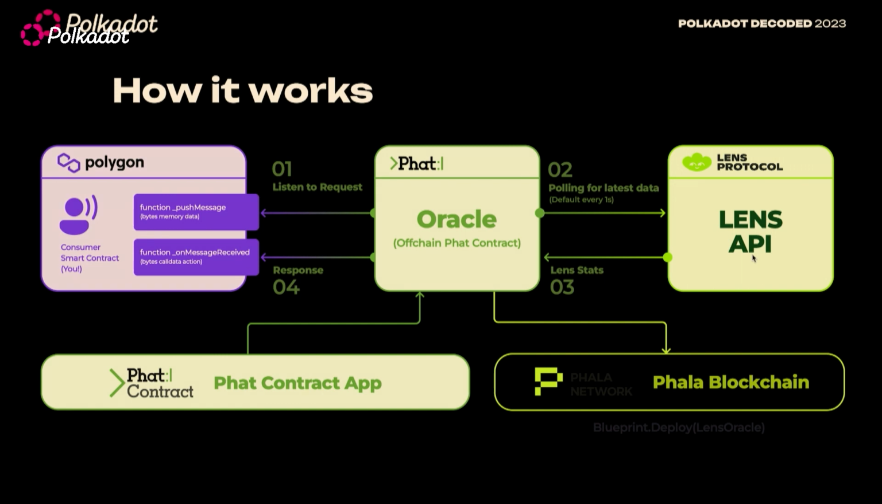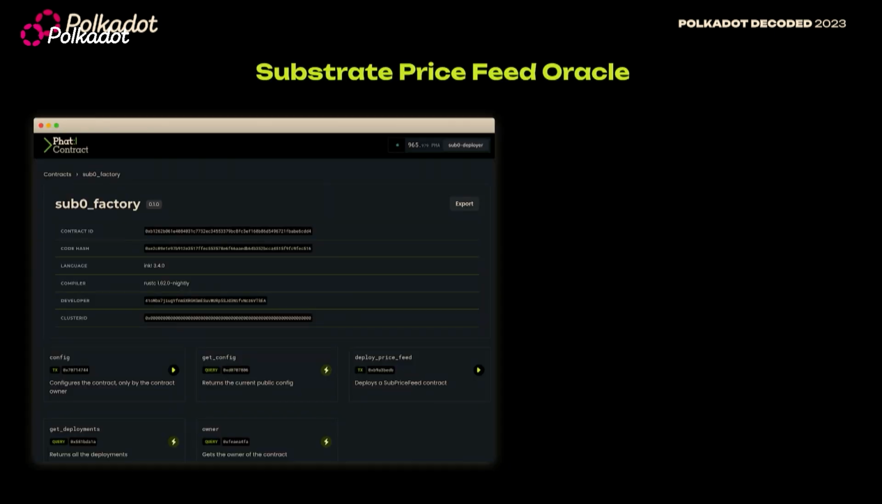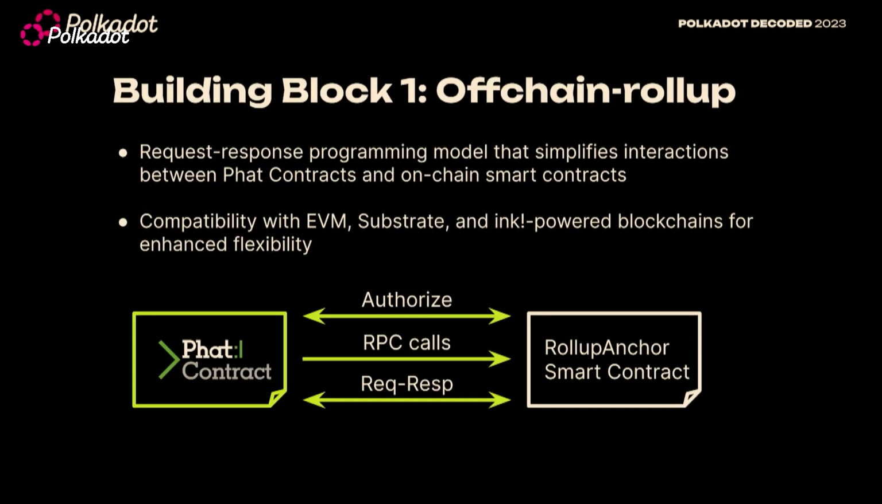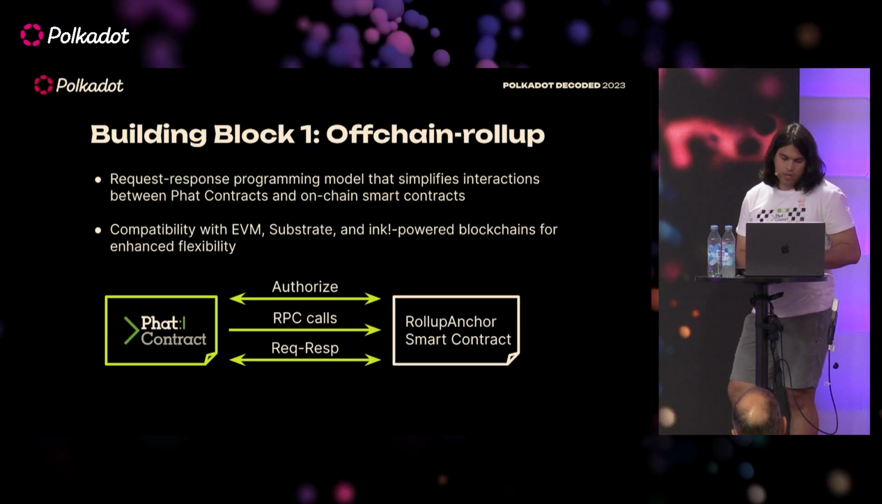All right, I showed this slide earlier just to show you the request and response model for your action requests. In this case, any EVM chain. So this is how it would work for an EVM chain, and then for the price feed oracle, like I showed earlier. These are the building blocks of the off-chain rollup request and response programming model. We are compatible with EVM and Substrate. We have templates in our repo called the Phat Bricks and the Phat Off-Chain Rollup repos in our GitHub.